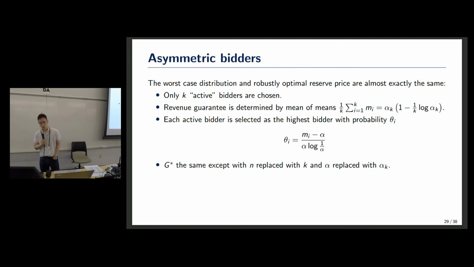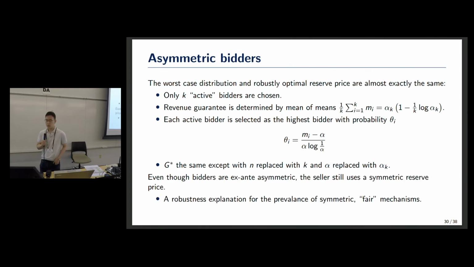What we can see is that the reserve price distribution remains the same, except now we have fewer bidders, and this alpha number is different. And what's interesting is that even though all the bidders are ex-ante asymmetric, the seller still uses a symmetric reserve price. So in some sense, it gives a robustness explanation for the prevalence of symmetric and fair mechanisms. Note that the Myerson optimal auction potentially gives different bidders different reserve prices based on the virtual value.